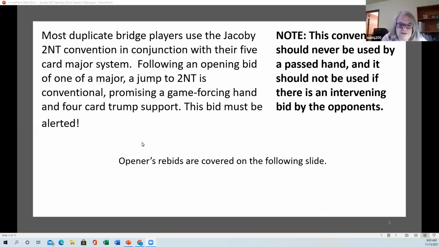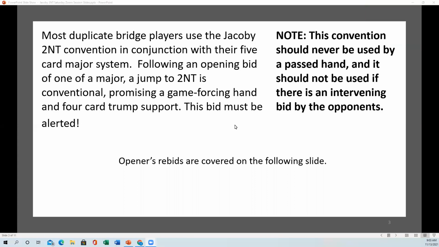If there is an occasion where you have 4-card trump support, but less than an opening hand, there are other bids that you can use to show that. But once you've passed, then Jacoby 2 no trump is no longer available to you. And it should not be used if there is an intervening bid by an opponent. This is a general agreement among players, that Jacoby Forcing Raise is off with competition.